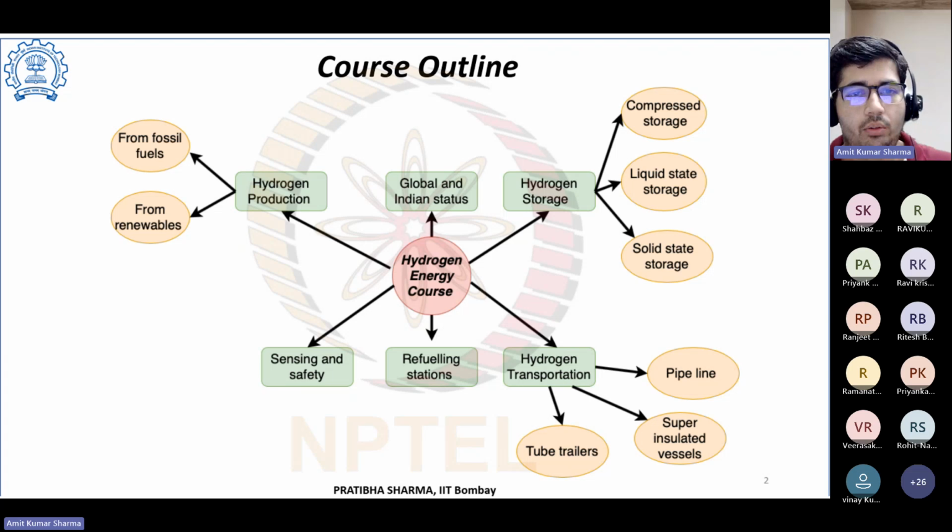So the course outline. As you all know, this is a hydrogen energy course. We will cover hydrogen production, hydrogen storage, hydrogen transportation, something about refueling stations, sensing and safety, and global and Indian status. In the production part, production can be from fossil fuels and renewables. In the storage part, we will cover compressed storage, liquid state storage, and solid state storage. Transportation covers tube trailers, super vessels, and pipelines. These are the areas which will be covered in this course.